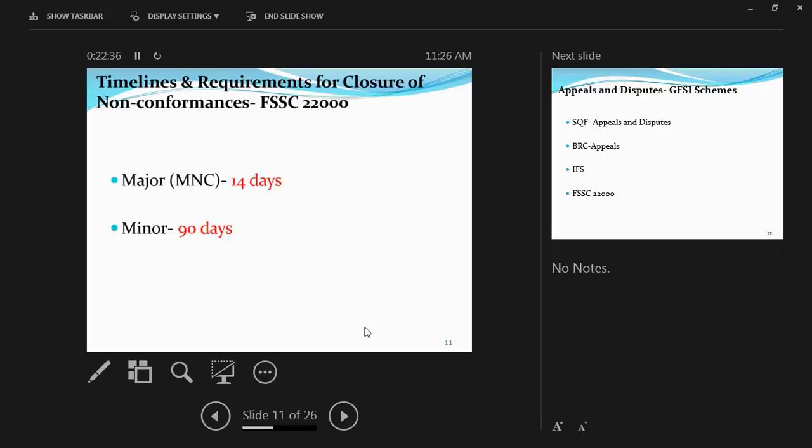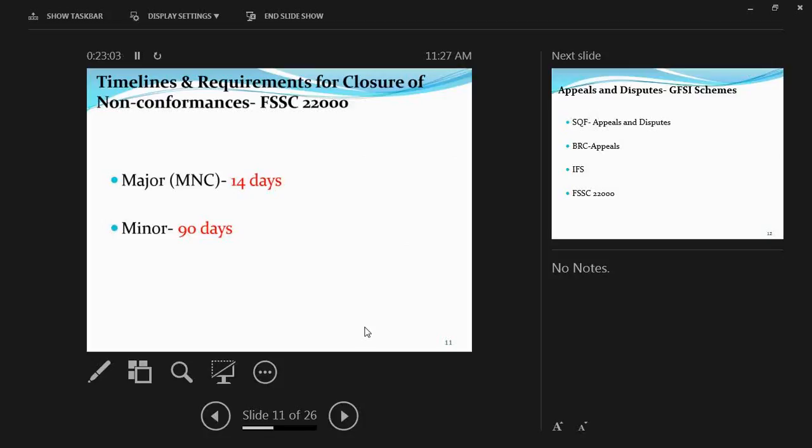Okay, and the implementation or effectiveness of corrective action will be reviewed and accepted during the next on-site audit. Whereas if a major nonconformity is identified in an audit, the client must provide objective evidence of a root cause analysis and proposed corrective action. That should be agreed on by the CB.